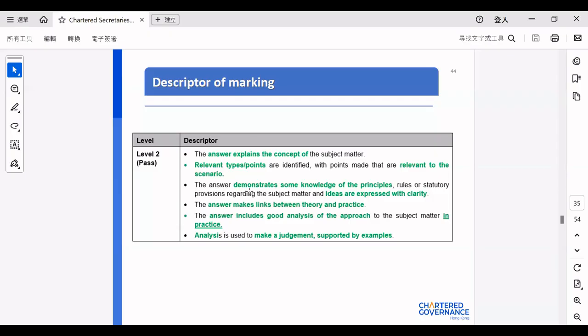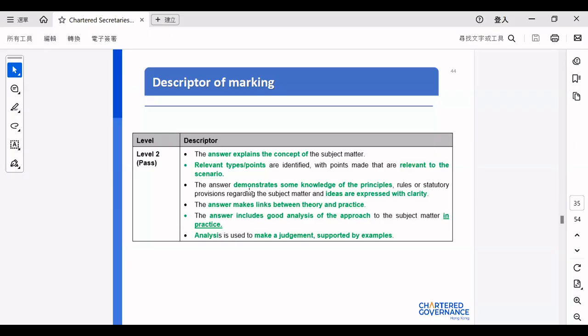You are not required to just mention the name. You have to explain what is it, show your understanding. If you just recite the name, how can the examiner know whether you understand or not? They don't. I mean, you just write out Porter's five forces. So what is it? Do you just know the name, or do you know the details of the Porter's five forces? So you have to explain the concept.